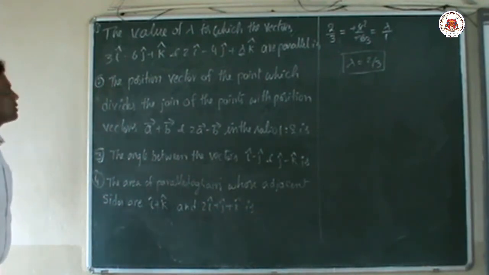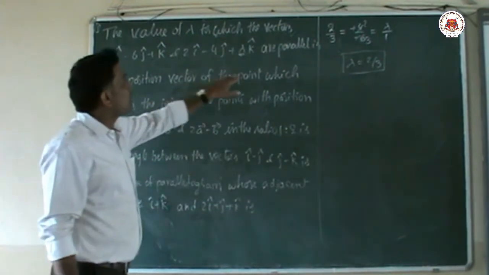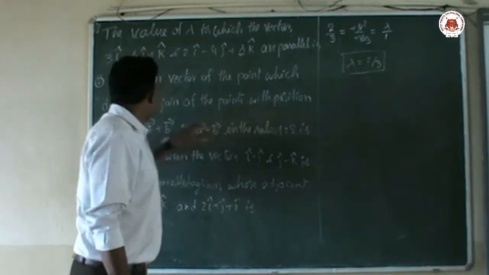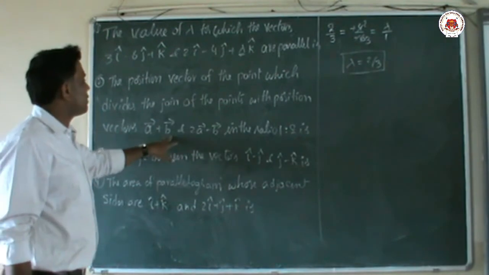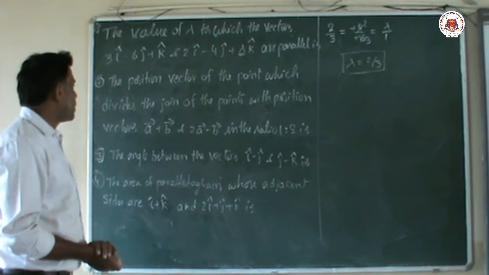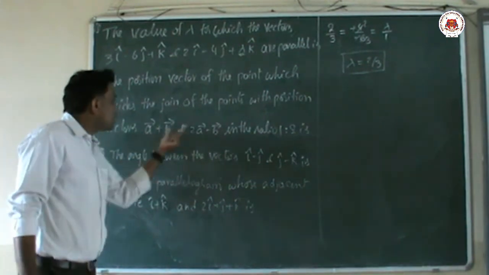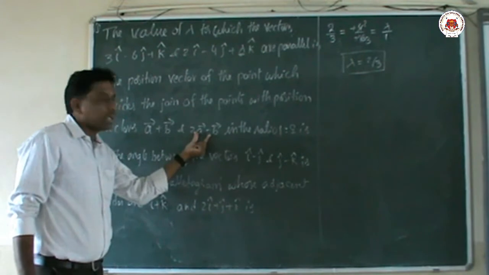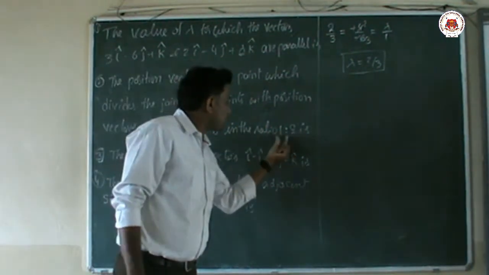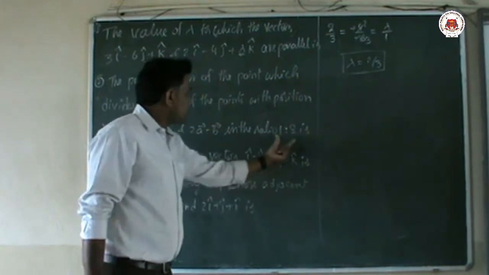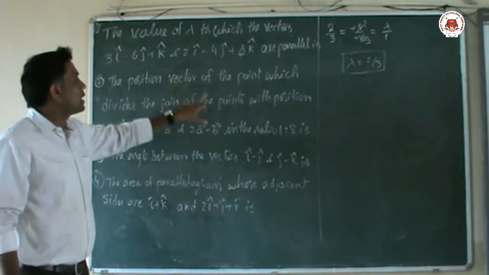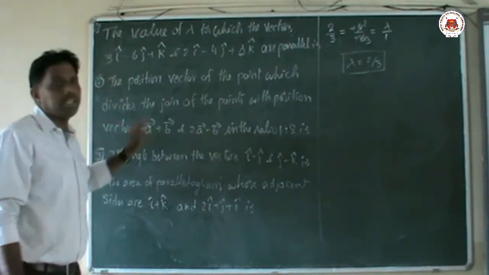Now we will go to the second question. The position vector of the point which divides the join of the points with the position vectors a vector plus b vector and 2a vector minus b vector in the ratio 1:2 is. So here, children, two vectors are given. This is one vector, this is another vector, and it is divided by a point. The ratio is also given, 1:2. The ratio is given and two vectors are given. Now we have to find the position vector dividing these two points in this ratio.